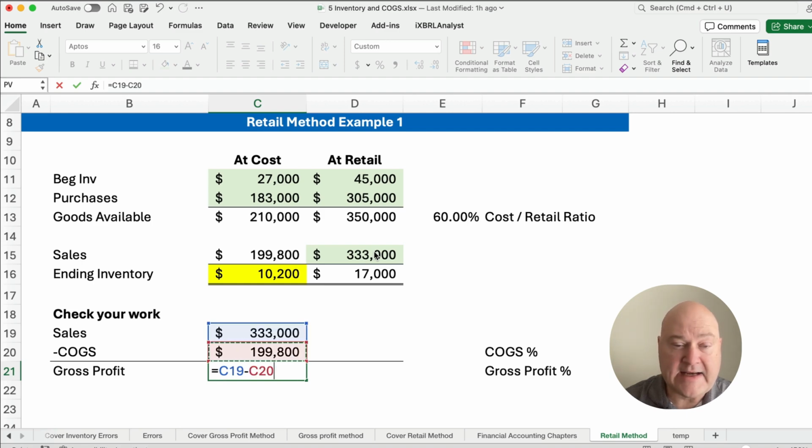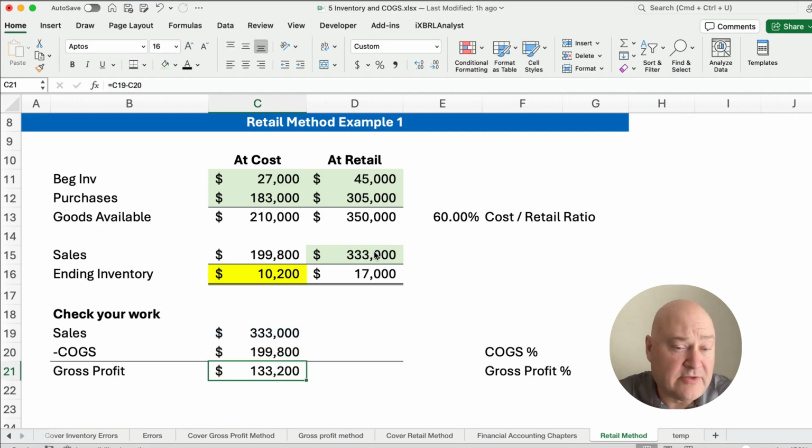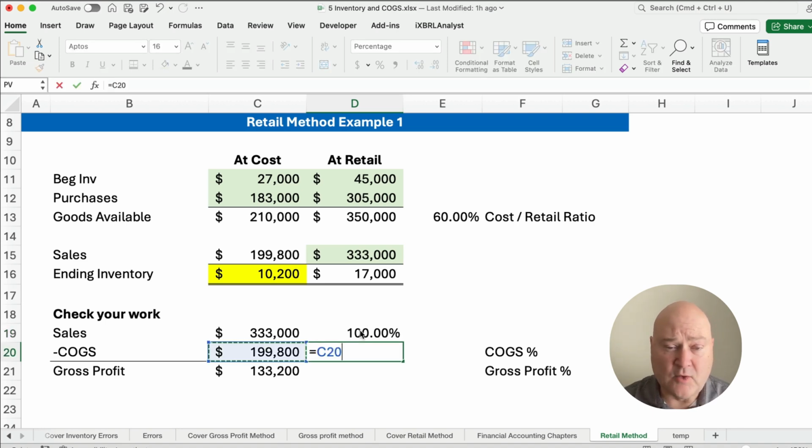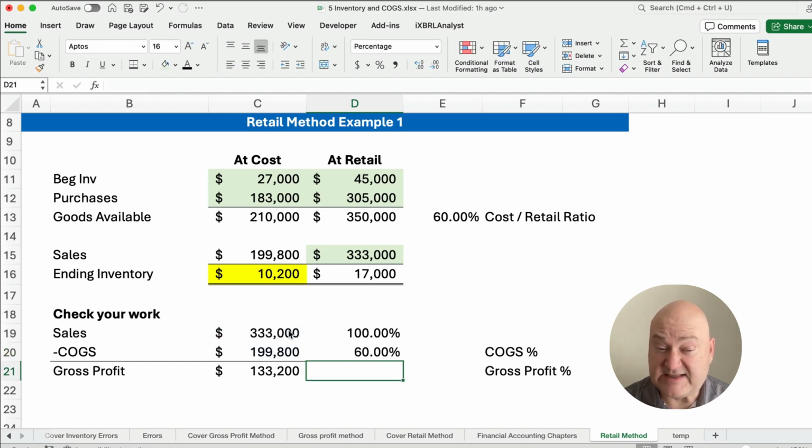$333 minus $199,800. We got $133,200. And let's do some percentages based on that. Remember, our sales are always 100%. So if we take $199,800 divided by our selling price of 333, that's 60%.